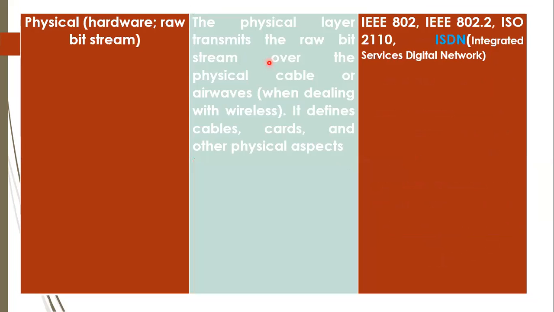Coming to the physical layer, physically damaging the cables or physically damaging the servers is a kind of attack. And the IEEE 802 header format is manipulated, and the ISDN network is manipulated. These are the kinds of attacks on the physical layer.